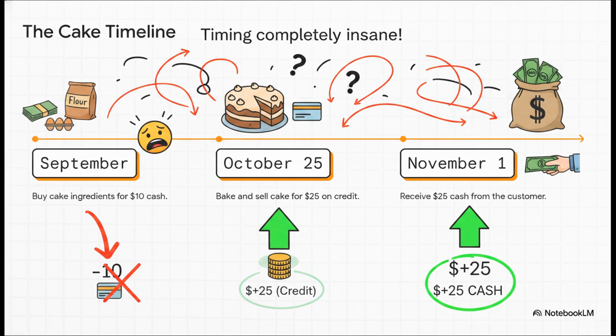If you're using that amateur cash basis we talked about, your books are going to look completely insane. You'd show a fake $10 loss in September, a completely flat zero month in October, even though that's when you did all the actual work, and then a fake $25 profit in November. It's a complete timing headache that makes analyzing your actual performance impossible.